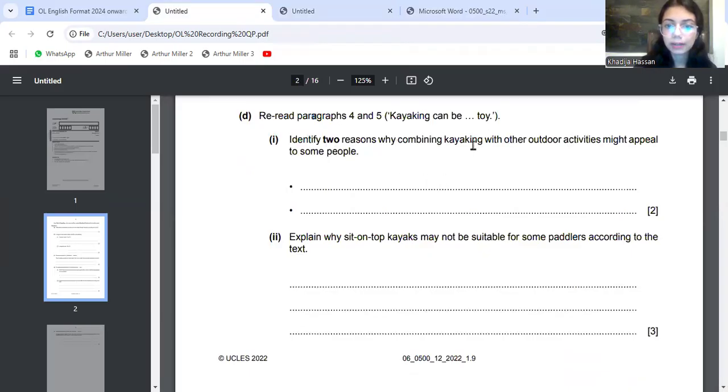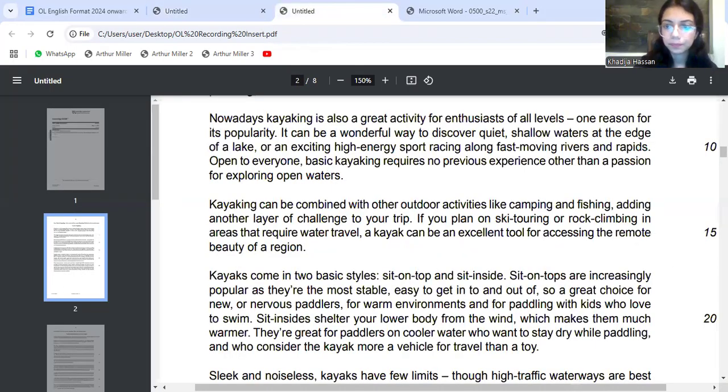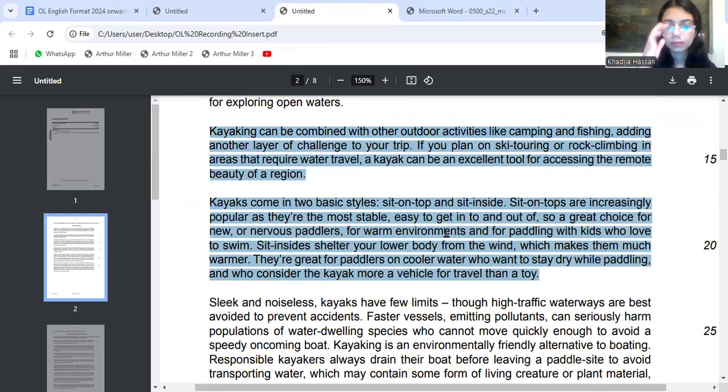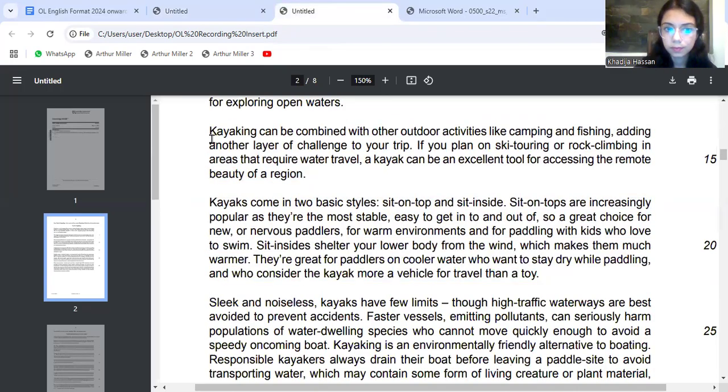Identify two reasons why combining kayaking with other outdoor activities might appeal to some people. So this is from paragraph 4 and 5. Two reasons why combining kayaking with other outdoor activities might appeal to some people. So this is going to be from these two paragraphs. Kayaking can be combined with other outdoor activities like camping.